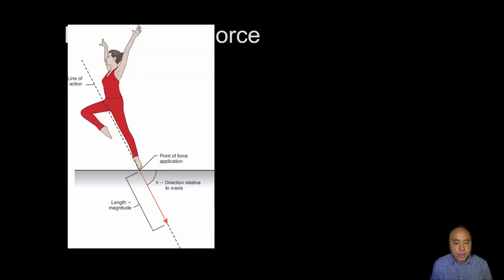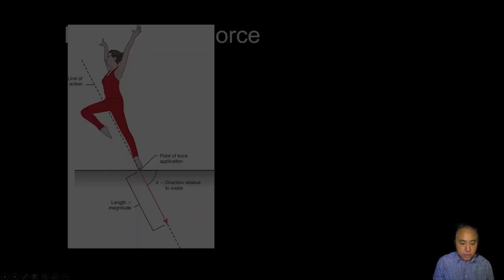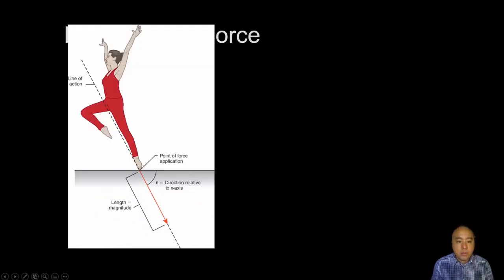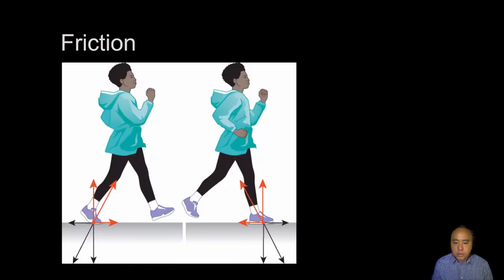So if I bring back my dancer here, this dancer is placing a force on the ground right here at a direction that's a certain angle, theta, and the length of that vector represents the magnitude of the force applied. And then we'll find out later, according to Newton's third law, there is what's called a ground reaction force that is equal and opposite to that vector, placed by the ground on the dancer here. So that's the different types of forces out there.